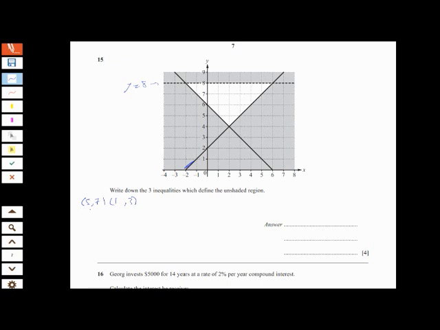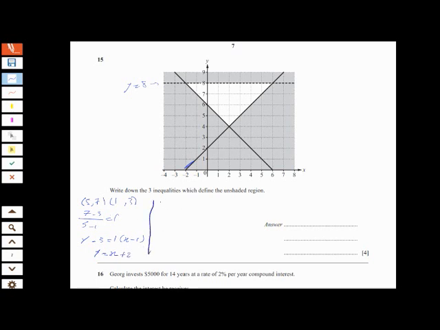Then in order to find the gradient, use the equation y2 minus y1 over x2 minus x1, which is 7 minus 3 over 5 minus 1. That would equal 1. So now let's find the equation. y minus 3 equals 1 times x minus 1. So that simplifies to y equals x plus 2. So this is for the first line.